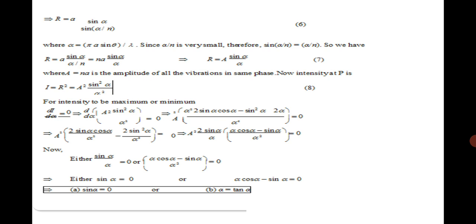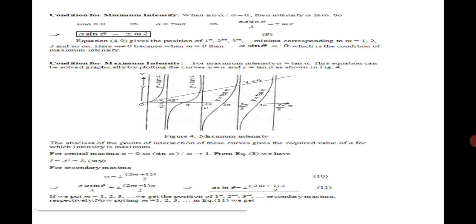So finally sin α/α = 0, or sin α = 0, or α = tan α. So this is the result. The condition for minimum intensity: when sin α = 0, the intensity is 0.